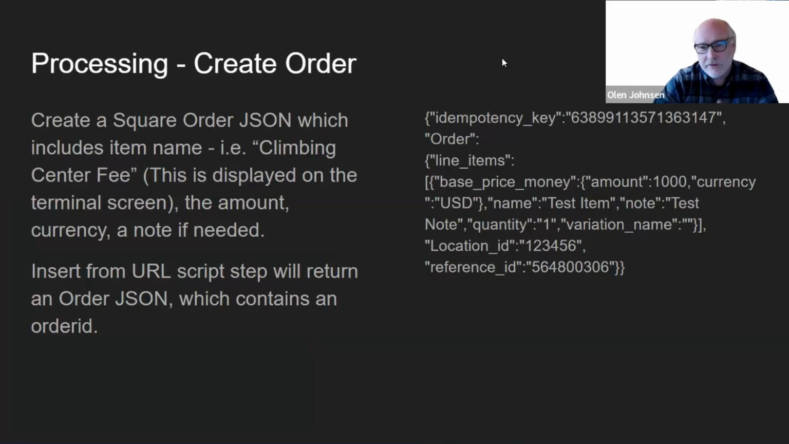So the processing part is you create a Square order JSON, which includes the name of the item that will be displayed on the terminal screen. Like for us, the climbing center fee, the amount, currency, and note if needed. And then using the Insert from URL script step, you'll return an order JSON, which contains an order ID. And then that's the JSON to create the order.